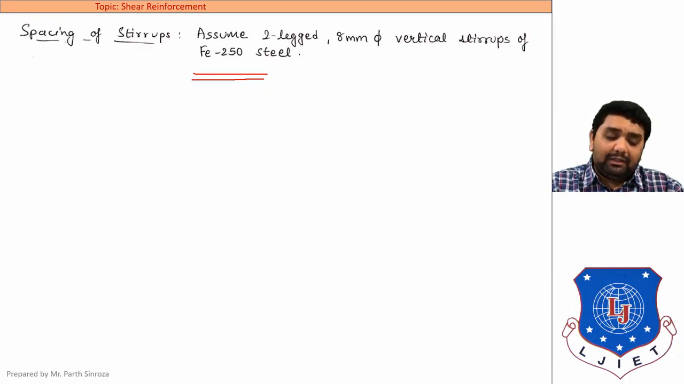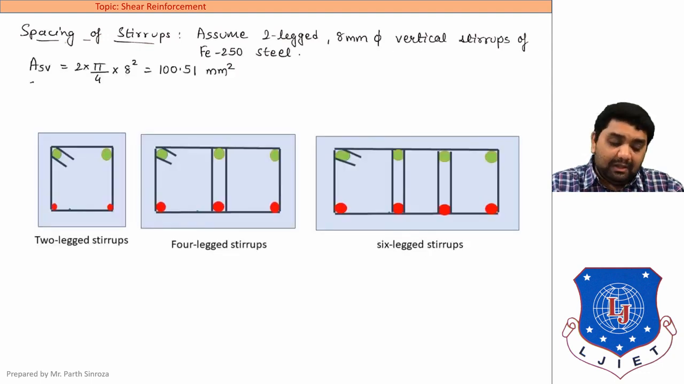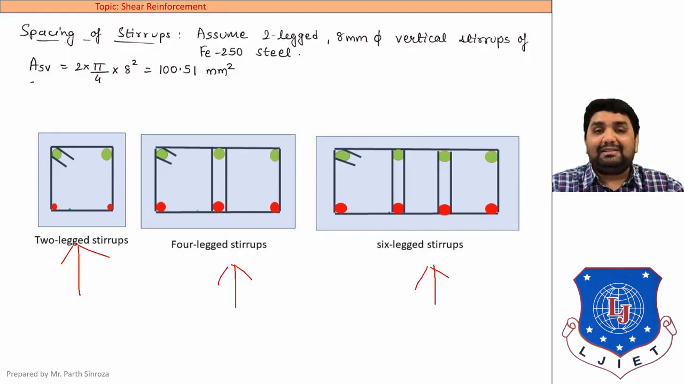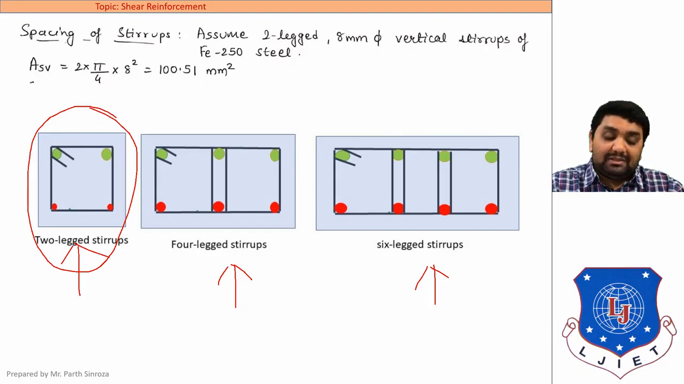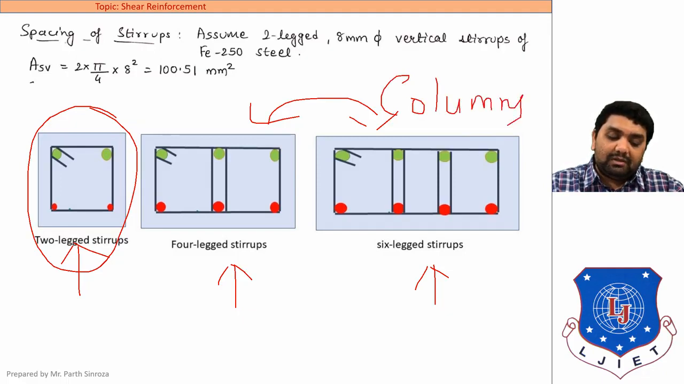Now what do you mean by two-legged stirrups? For that we'll refer to a figure. As you can see here, this diagram is for two-legged, this is 4-legged stirrups, and these are 6-legged stirrups. 8-legged stirrups are also there, but they are not in our syllabus, so you will see them in later semesters. Basically for beam sections we will always be dealing with two-legged stirrups. The 4-legged, 6-legged or 8-legged types can be provided in heavy beams, but they are generally provided in columns, and in beams we generally provide 2-legged stirrups.